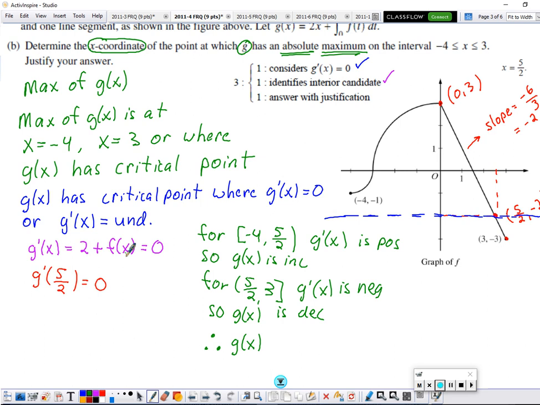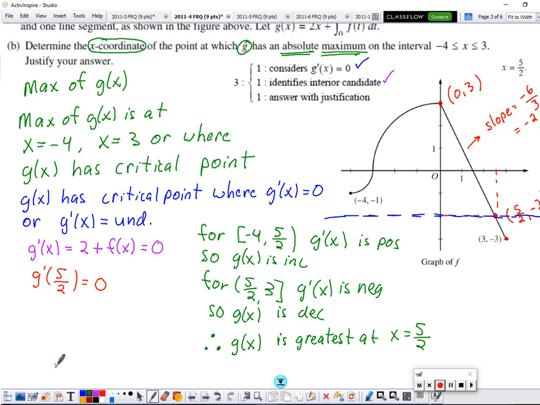So therefore, G of x is greatest at x equal 5 halves. And I'm done. That's the third point.